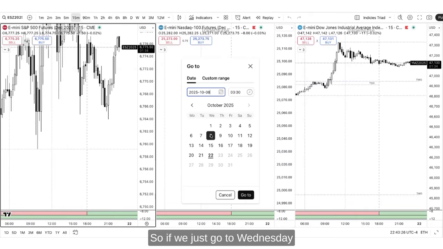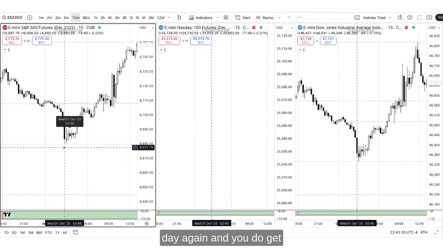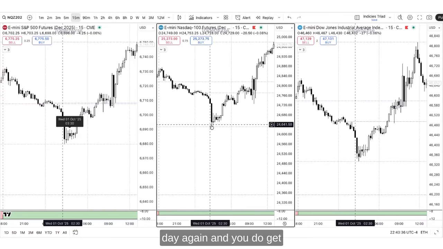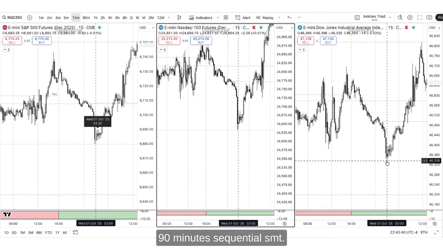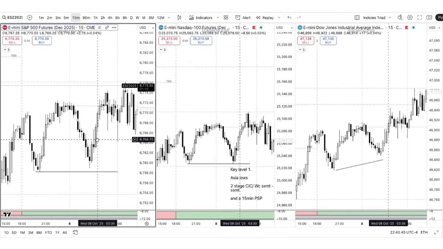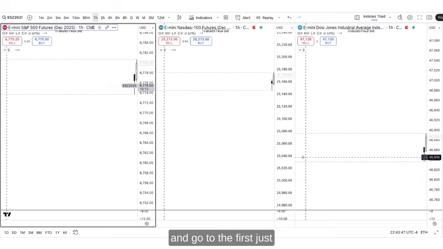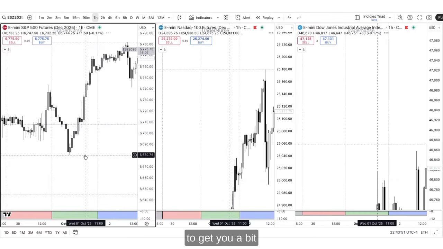All right, so if we just go to Wednesday the 1st, I believe this is also a really nice trade. Okay, ends up being the lower day again, right? And you do get a really nice quick 90 minutes sequential SMT. All right, so if we go back to our 1 hour chart and we go to the first, just to get you a bit of guidance here.